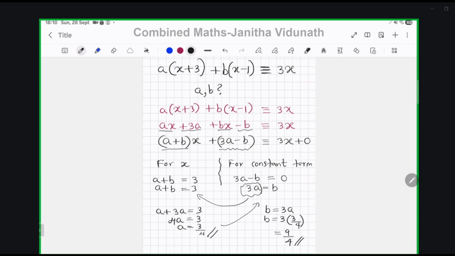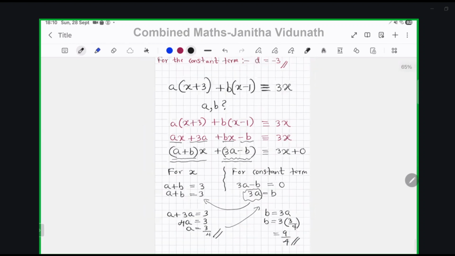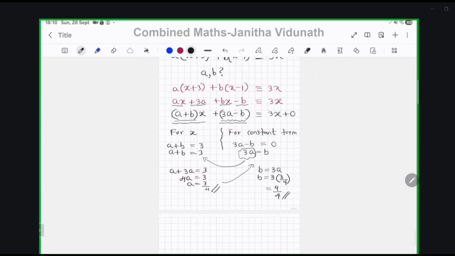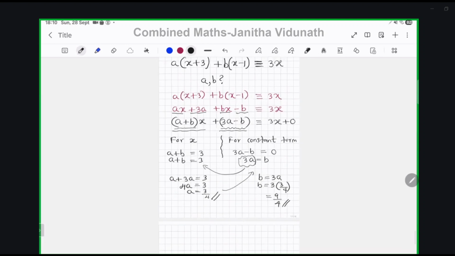Before applying the rule, first we need to identify the final terms of each x value. That means this is the final term, and this is the final term. Then we need to apply the rule. Write down those things, and I will give another question for you to solve.